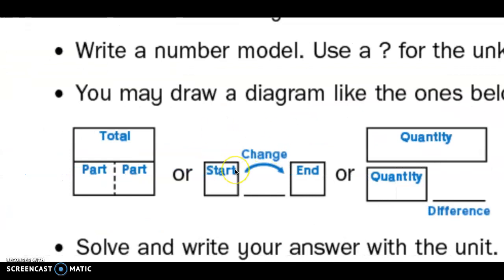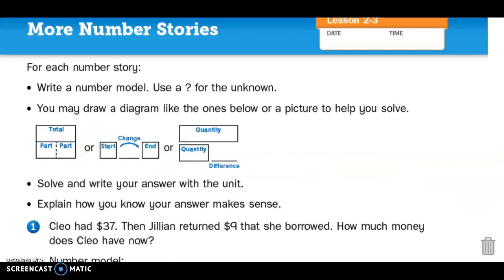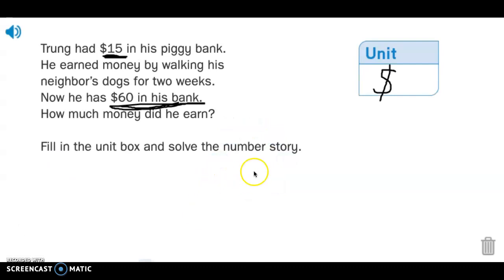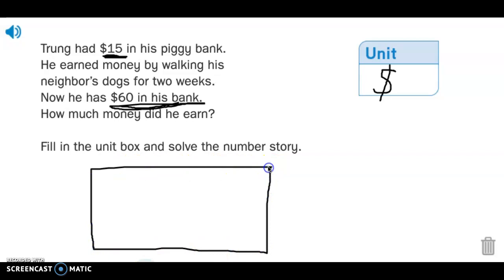And for this one, what should we use? Let's use total part for right now. That's what I'm going to choose. Gotta get my drawing tool. Okay. I'm going to start with my big rectangle. And I know I have to cut it in half. The top is the what again? The top is the total amount he has. I split the bottom part, right? This part plus this part equals the whole top.